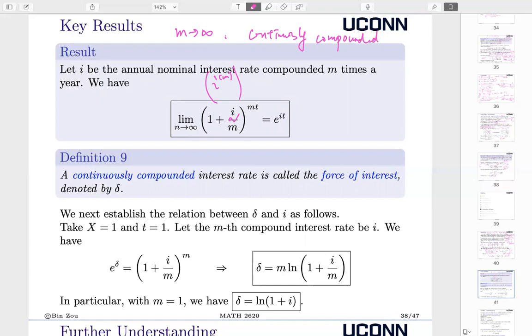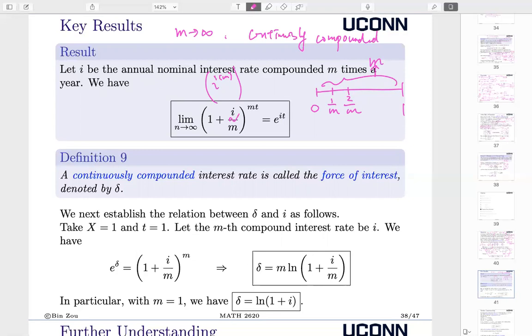Again, m is how many equal periods you separate 1 year, or 1 period, into. So it's 1 over m, 2 over m, which means you compound m times a year. When m goes to infinity, that means you get interest almost every instantaneous amount of time. So that's the concept of continuity, continuous.